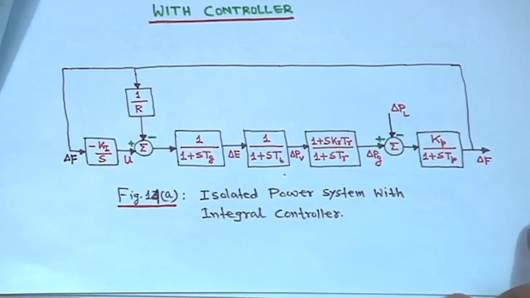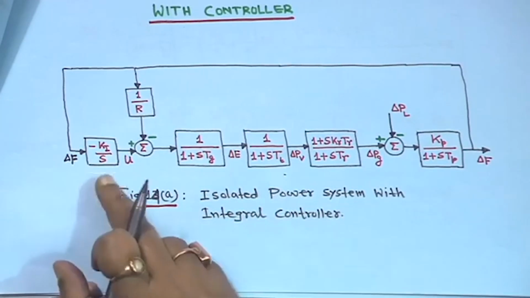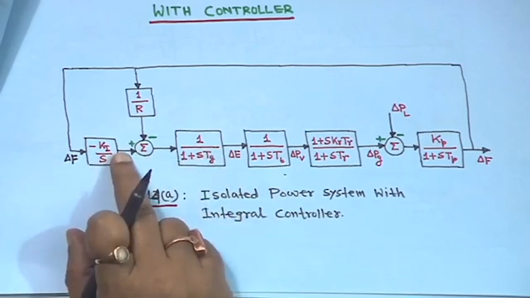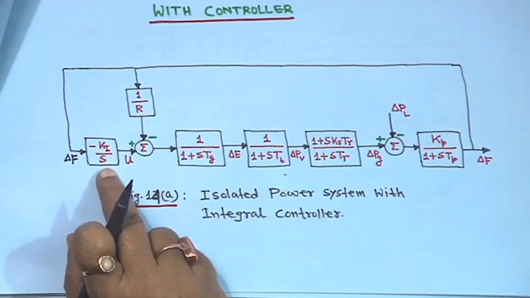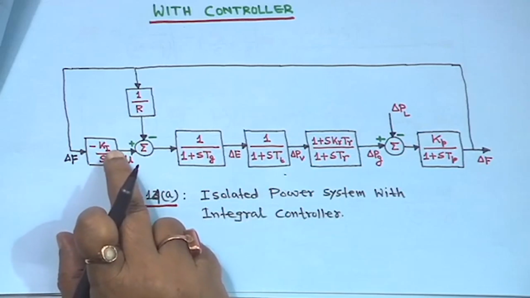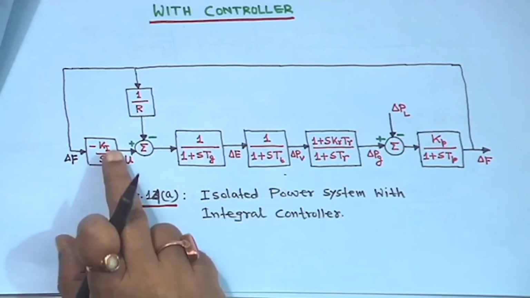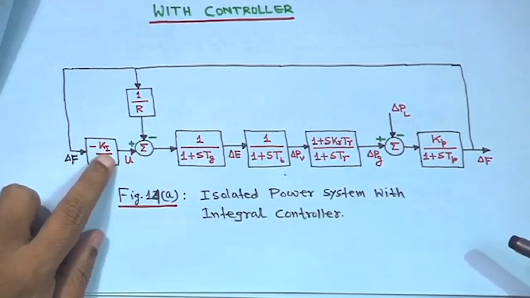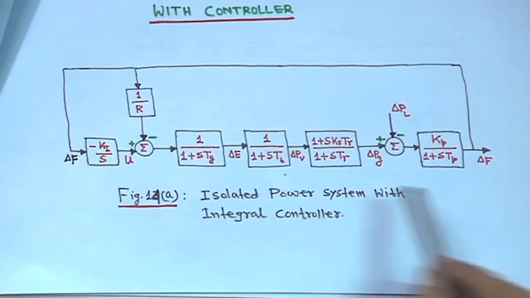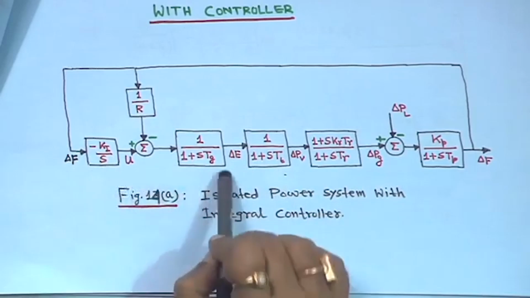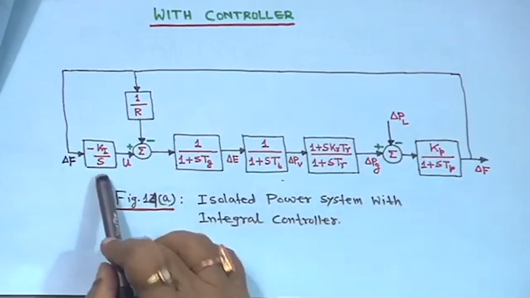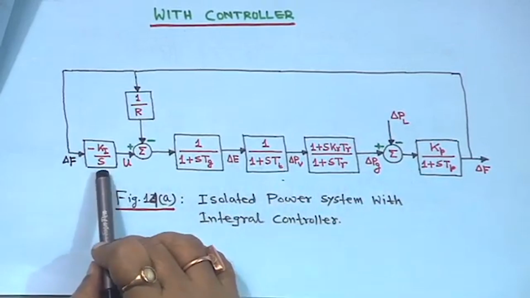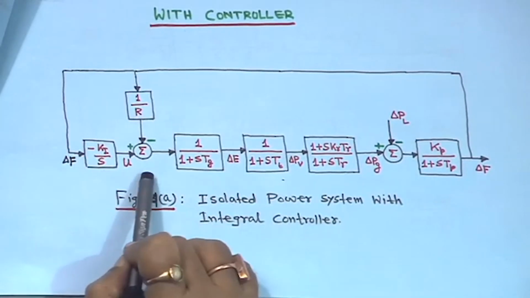In this case, we have taken minus kI upon s, so kI will be positive. If you take only kI upon s, then kI should be negative, but I have taken minus kI upon s, otherwise the system will become unstable. So kI will take a positive value. Now, for this system a controller is there, so we cannot get any steady state block diagram because of this s. We could put s equal to 0, but here we cannot do that. So we will go for the final value theorem with the controller.